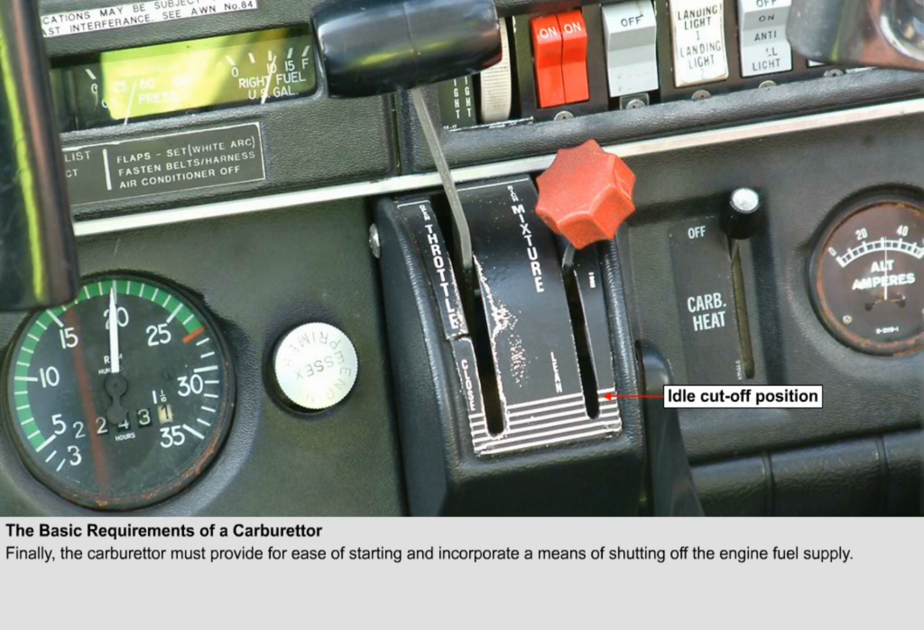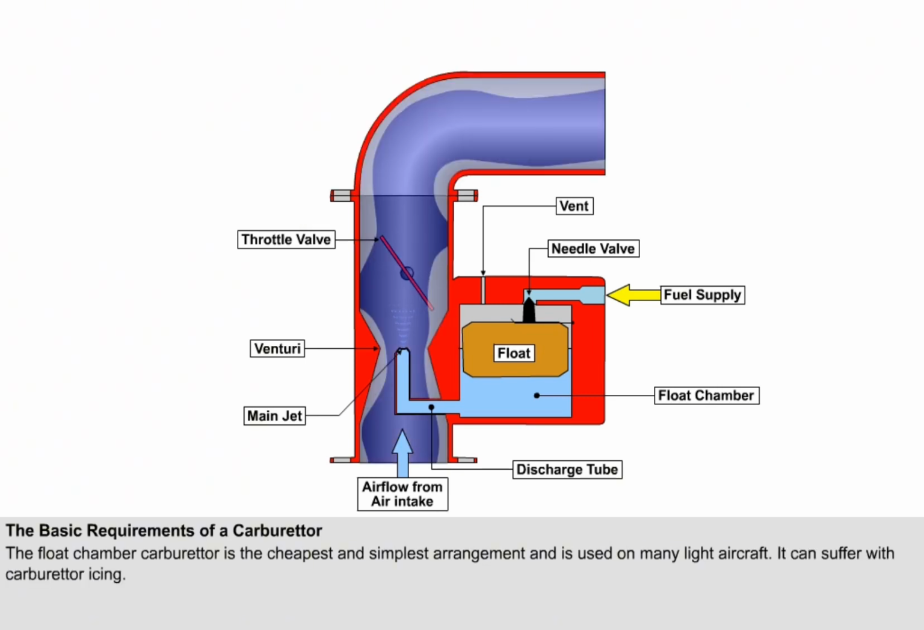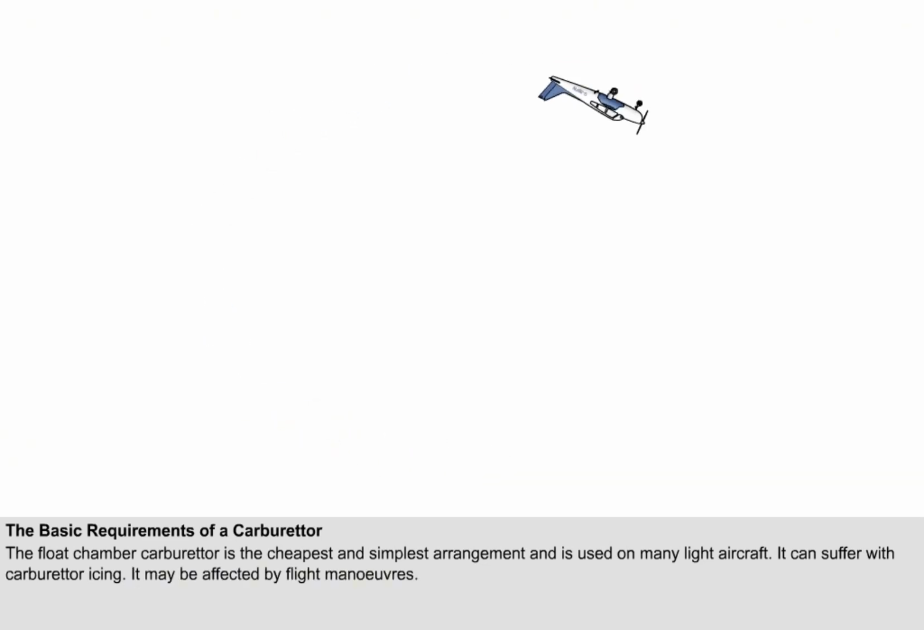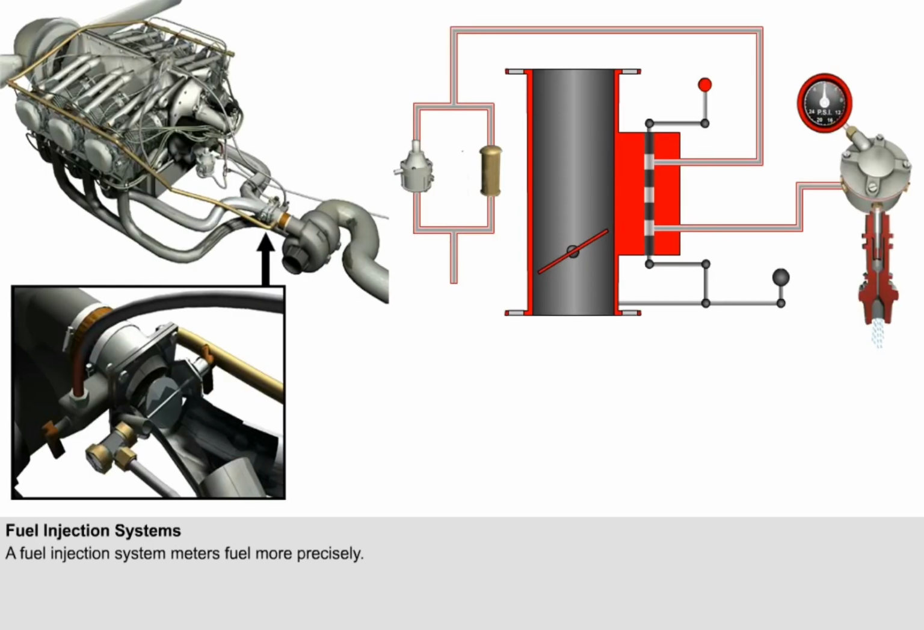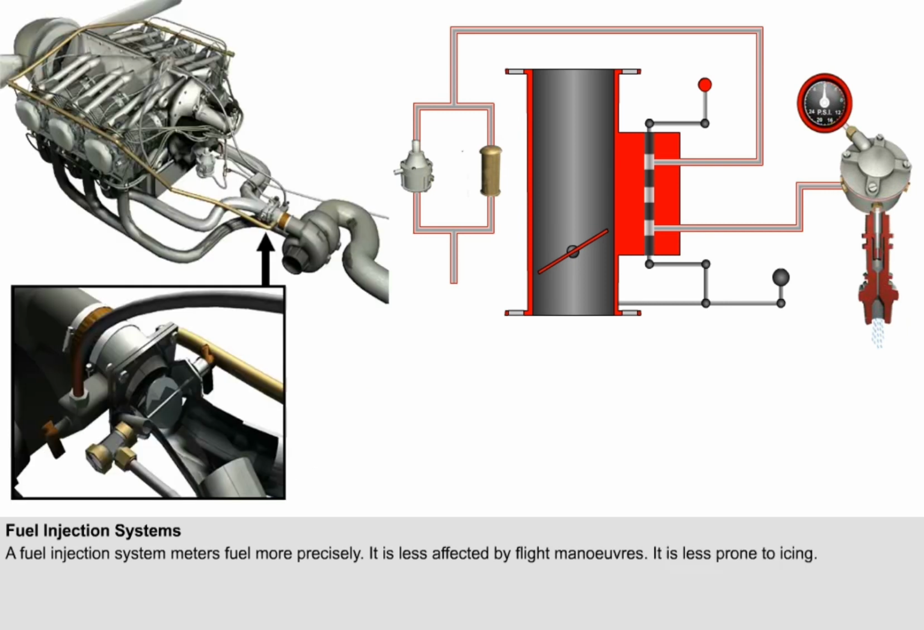to stop the engine. The float chamber carburetor is the cheapest and simplest arrangement and is used on many light aircraft. However, it's very prone to carburetor icing and may be affected by flight maneuvers. A fuel injection system, which will be discussed in the next lesson, is a more sophisticated arrangement. It meters fuel more precisely, thus providing a more accurate fuel-air ratio. It's also less affected by flight maneuvers and is less prone to icing.